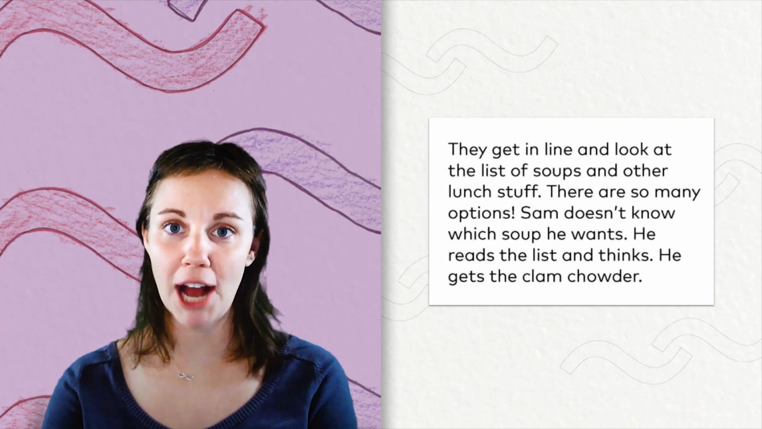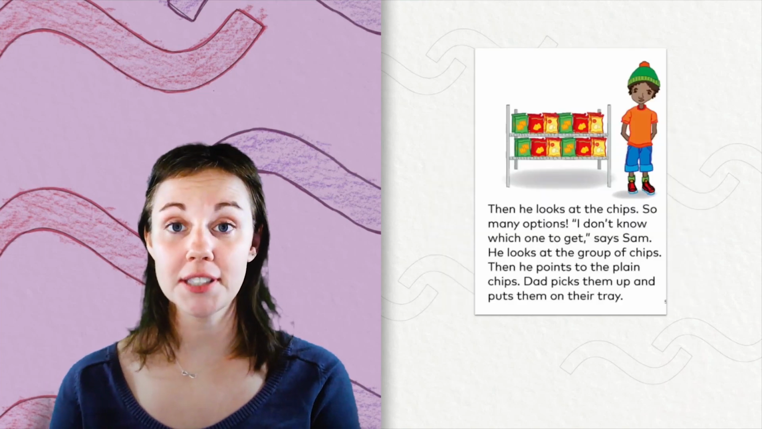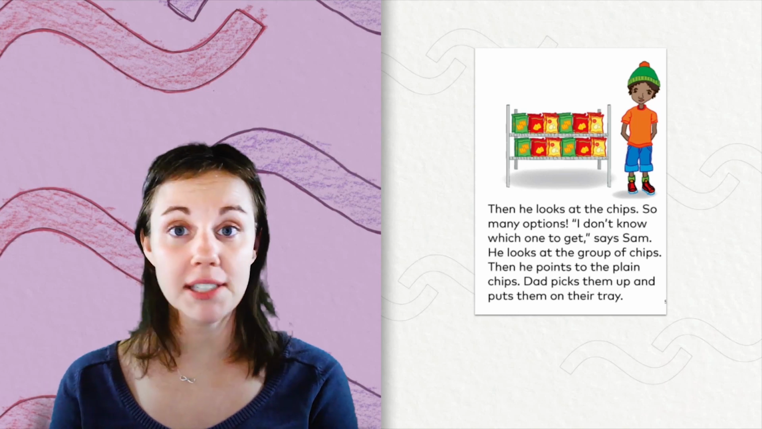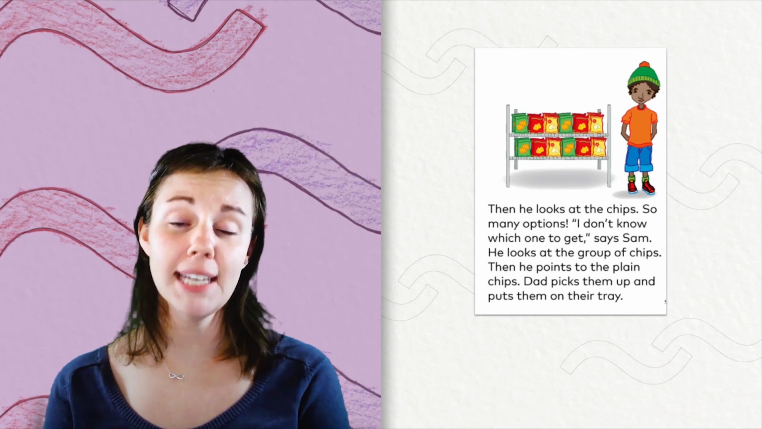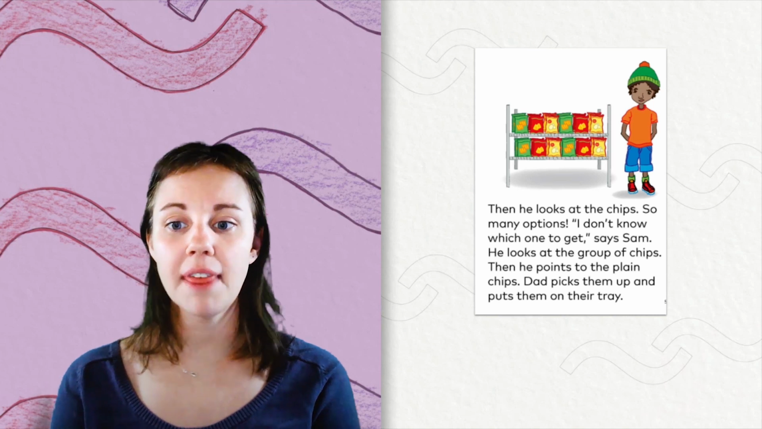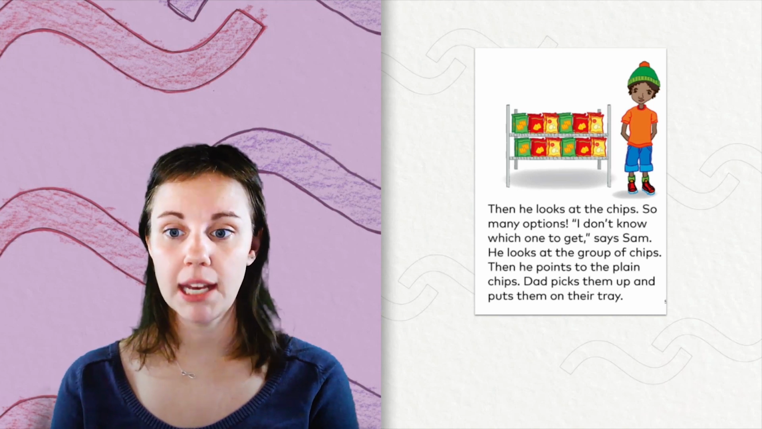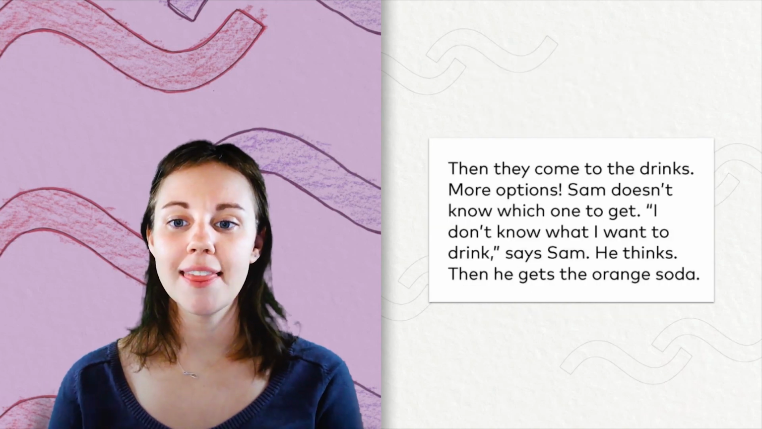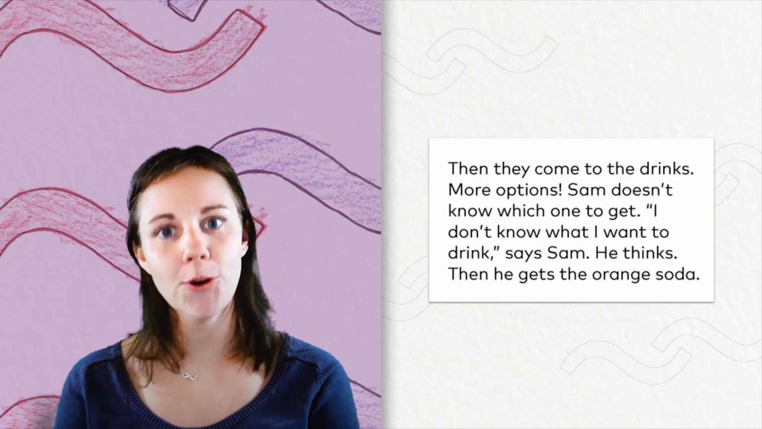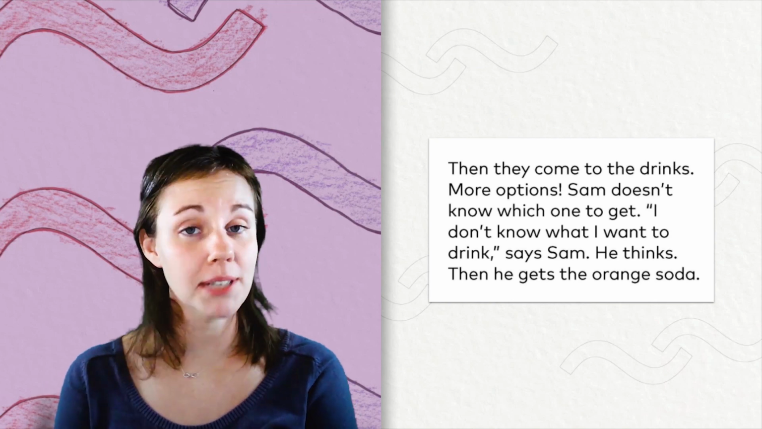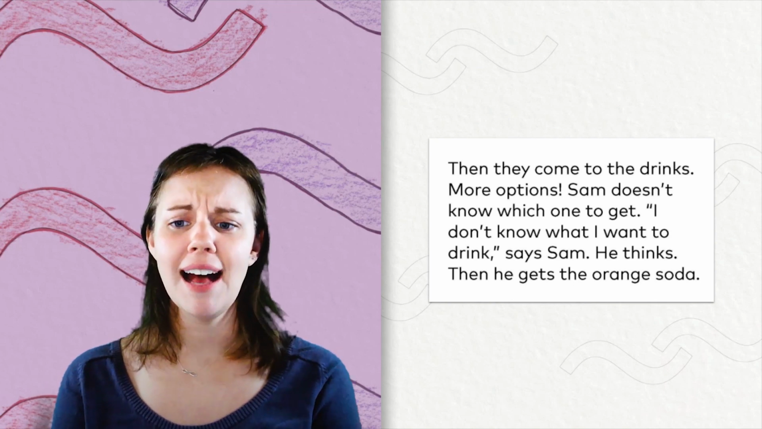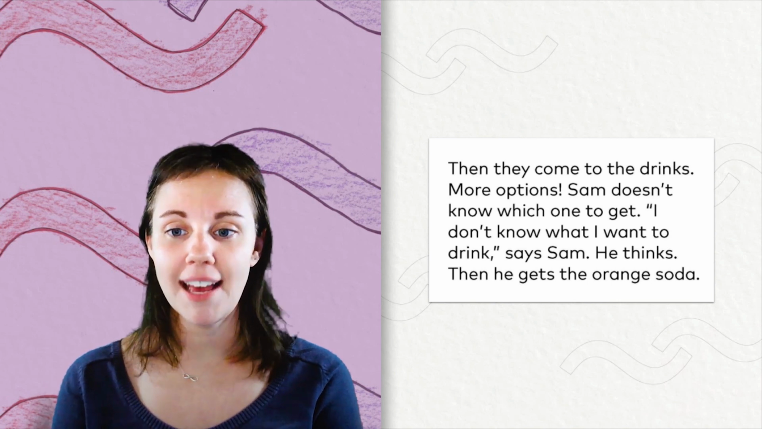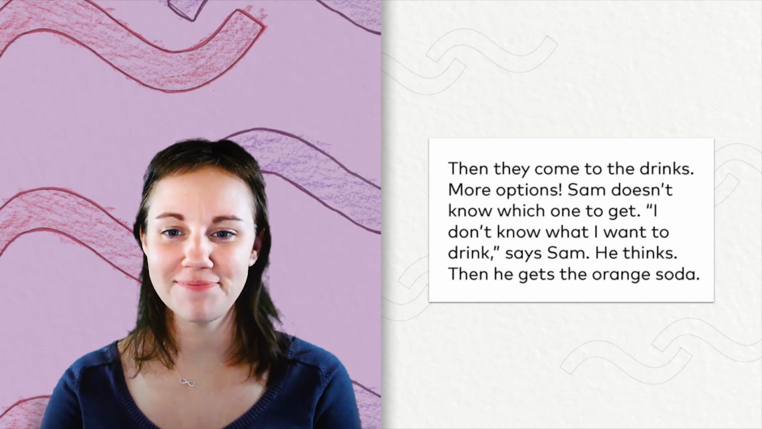He gets the clam chowder. Then he looks at the chips. So many options. I don't know which one to get, says Sam. He looks at the group of chips. Then he points to the plain chips. Dad picks them up and puts them on their tray. Then they come to the drinks. More options. Sam doesn't know which one to get. I don't know what I want to drink, says Sam. He thinks. Then he gets the orange soda.